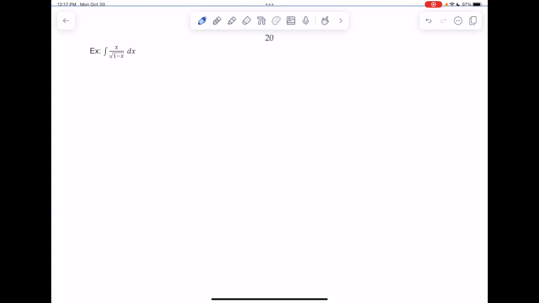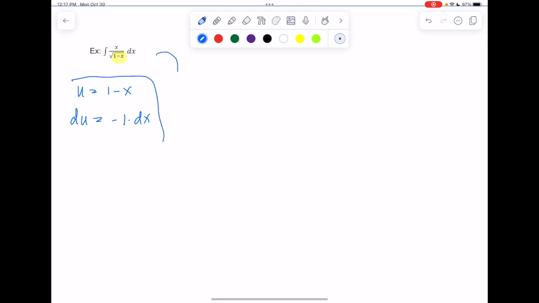All right, now they want us to find the integral of x over the square root of 1 minus x dx. What catches my eye right away is that I have 1 minus x inside of a square root, so I'm going to want to make that my substitution. So I'm going to let u equal the inside piece, which is 1 minus x. Then I'm going to find my du, which would be the derivative of that function up above, which would just be -1, and then times dx.